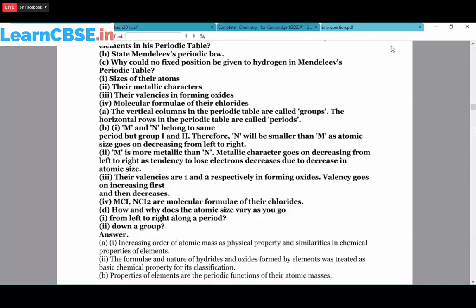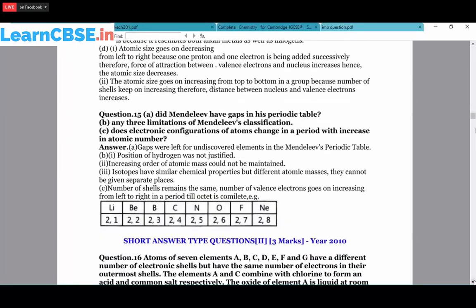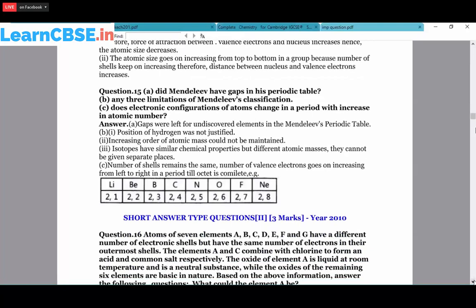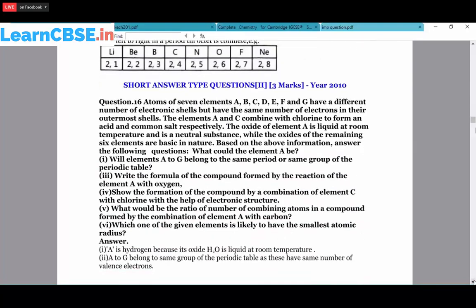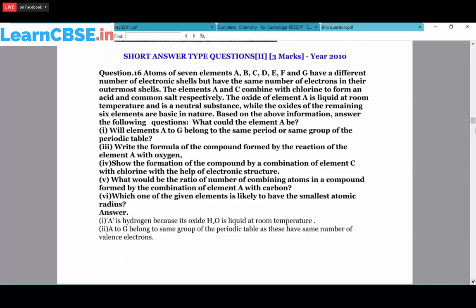Ma'am, I believe we already covered this question in multiple short answer questions, right? Yeah, MCl, NCl2 are the formulas. Can we move on to the next question? Yes, once again. This one? Yeah, we also covered this, I think. This one also, second also. Okay, this one is not covered, right? Yeah. Okay.